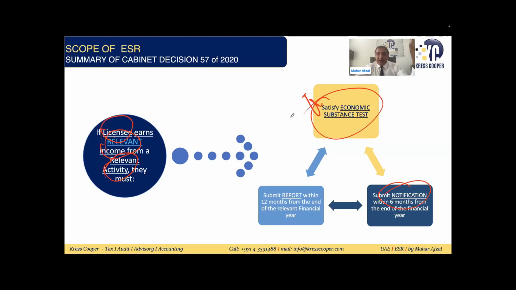Then at the end of the 12 months from the end of the relevant financial year, before that they need to submit the ESR report as well. Now the question arises, what is licensee? What is the relevant activity? What is the relevant income?